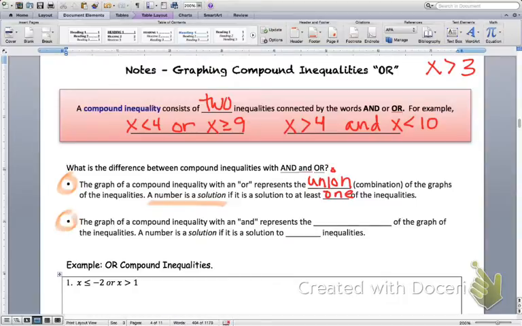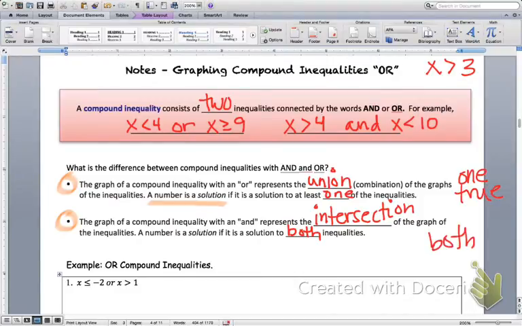Versus the and inequalities, which are different, and represent that both of them have to be true. So it's an intersection of the inequalities. Pretty much it comes down to the solution having to be true for both of them. So it's where they're both true. Meaning, or means wherever you highlight it, that's an answer, as long as one of them highlights that area, versus and is where they're both being highlighted.